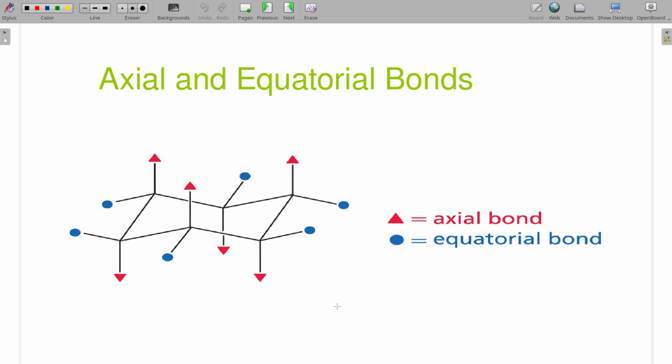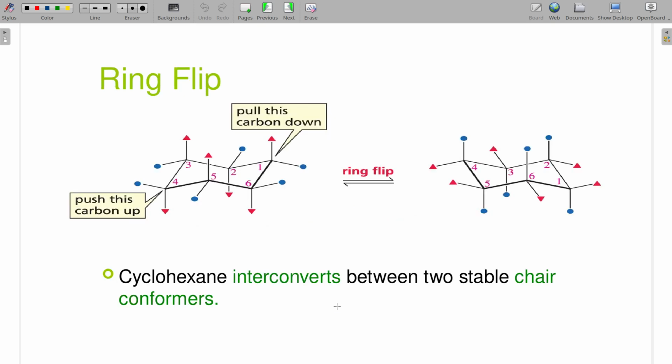Now, the odd thing is, though, we're not restricted that equatorial is always equatorial and axial is always axial, because it turns out these rings will flip. And just think of it like a chair. So if we're talking about the patio chair, what's happening over time is we make one of the ends go up, and then we'll just bring down the other one. We call it a ring flip. Now, technically it's a conformer change.